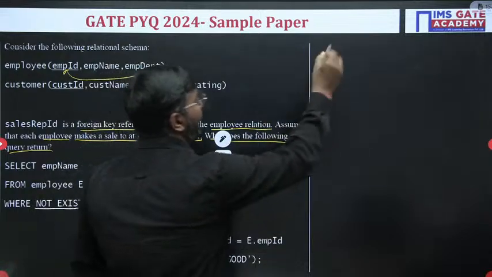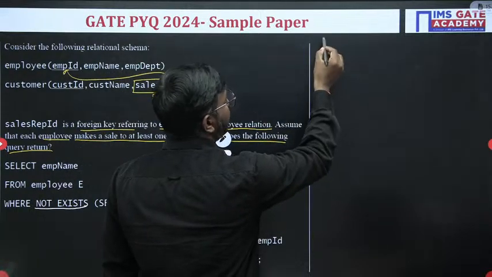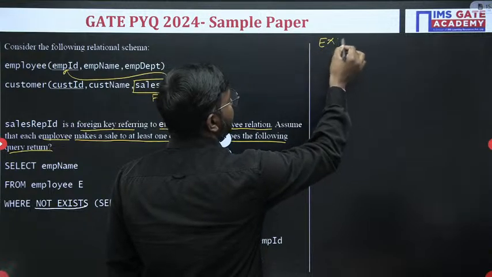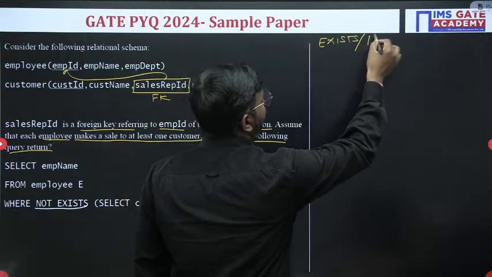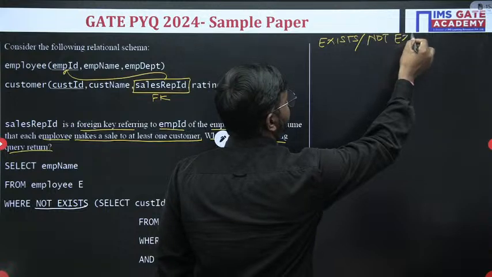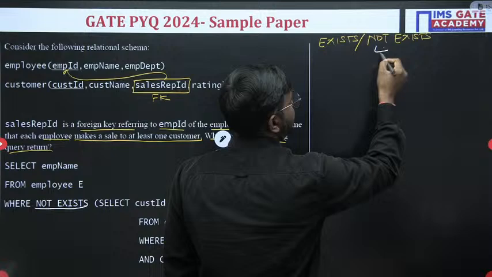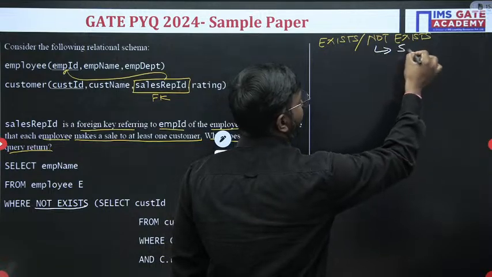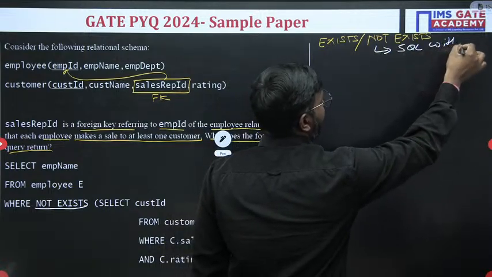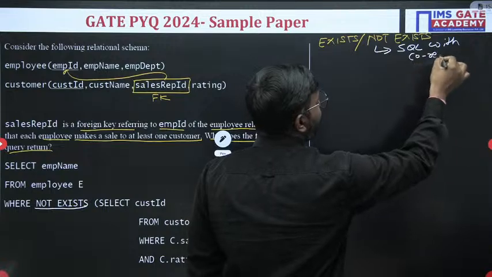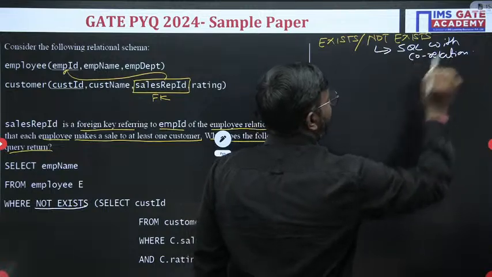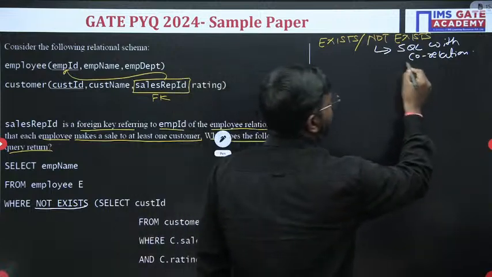In the classroom we have already discussed this function, which is called exist. Exist and not exist are basically best suited for SQL with correlation. What does correlation mean?